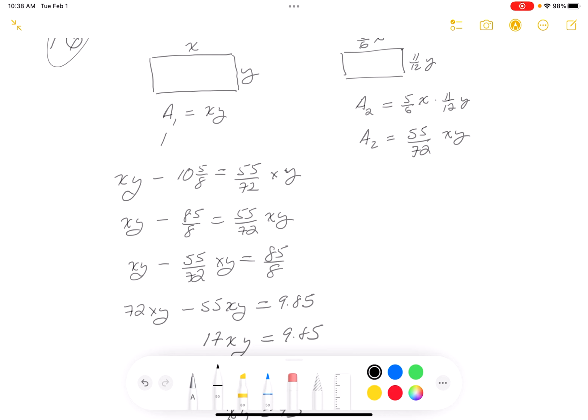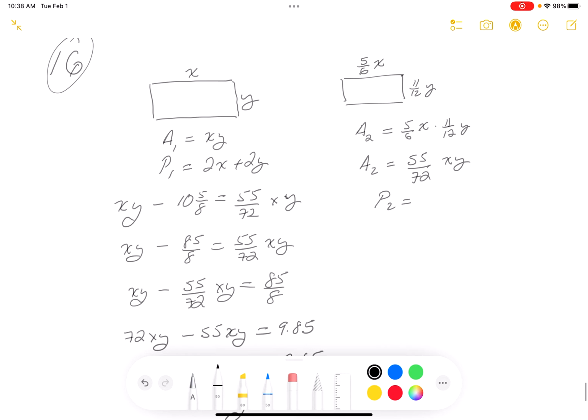Well, the length of this one, I'll call it P1, is going to be 2x plus 2y. And the length of the second object is going to be 2 times 5/6. There's 2 of those sides, right? So that's 5/3 of an x. And then 2 times 11/12 would be 11/6 of a y.